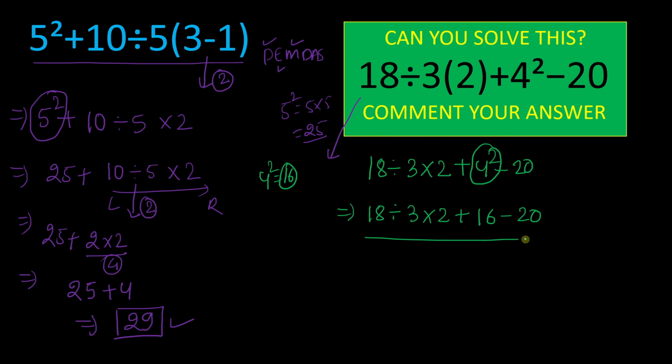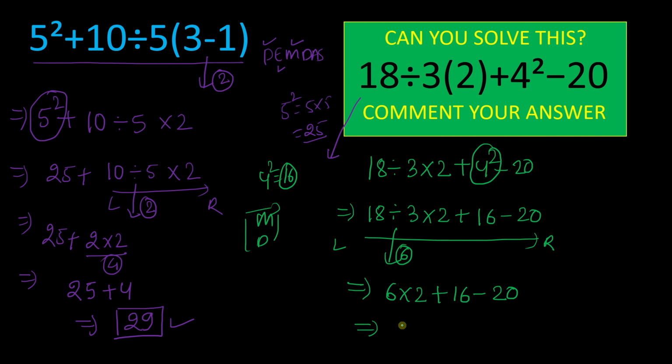Now we will do here left to right. Why? Because multiplication and division have the same priority. In that case, left to right operations. So first we will go for this division. 18 divided by 3 will give result 6 here. 6 times 2 plus 16 minus 20. 6 times 2 will give result 12 here, plus 16 minus 20.